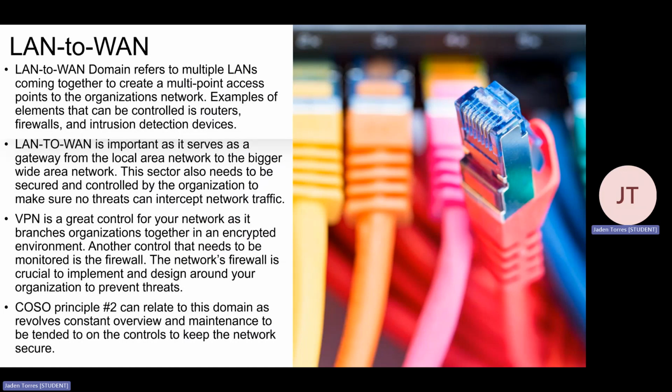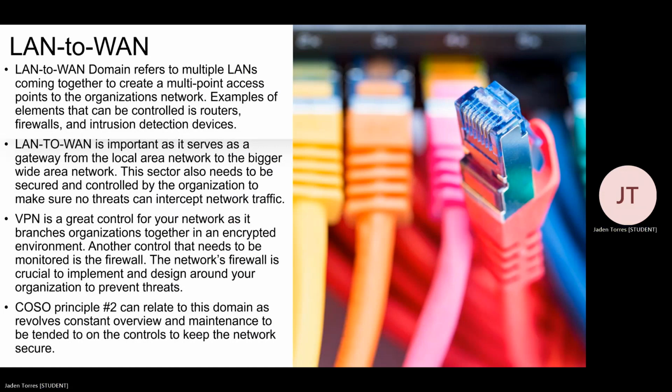A VPN is great for your network as it branches the organization together into an encrypted environment. This basically just tricks your workstation that you are on a network elsewhere, remotely offsite from your organization. This makes it harder for intruders or possible threats to know the exact location of your offices. Another control that can be monitored in here is a firewall. A network's firewall is crucial to implement and design around your organization to prevent any threats.